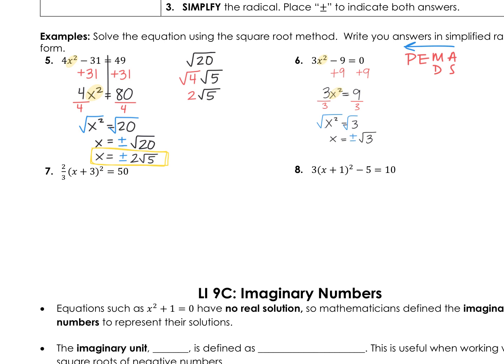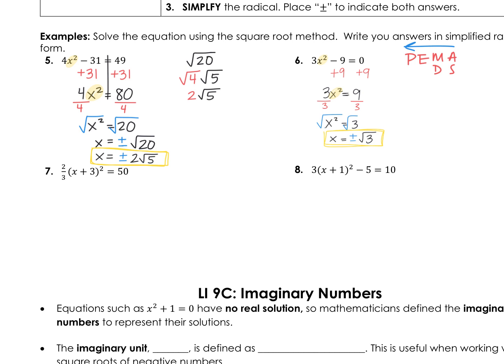Okay, can square root of 3 be divided by any perfect squares? 1, which doesn't really help you because then it's still 1 times 3. So no, which means that this one is as simple as it gets. You're not going to write it as a decimal or anything. You're going to leave it like that. So positive square root of 3, negative square root of 3, that's your answer.